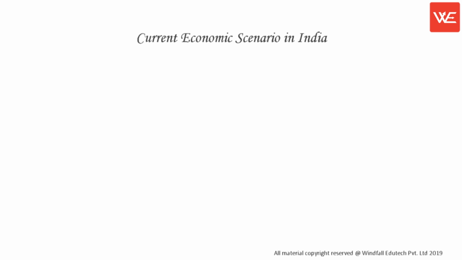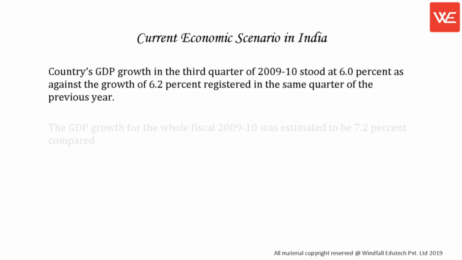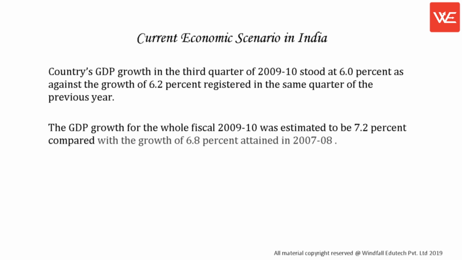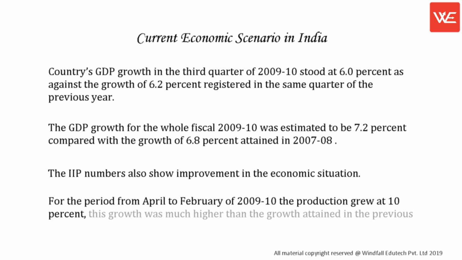Current economic scenario in India. The country's GDP growth in the third quarter of 2009-10 stood at 6.0% as against the growth of 6.2% registered in the same quarter of the previous year. The GDP growth for the whole fiscal 2009-10 was estimated to be 7.2% compared with the growth of 6.8% attained in 2007-08. The IIP numbers also show improvement in the economic situation. For the period from April to February of 2009-10, production grew at 10%. This growth was much higher than the growth attained in the previous year.